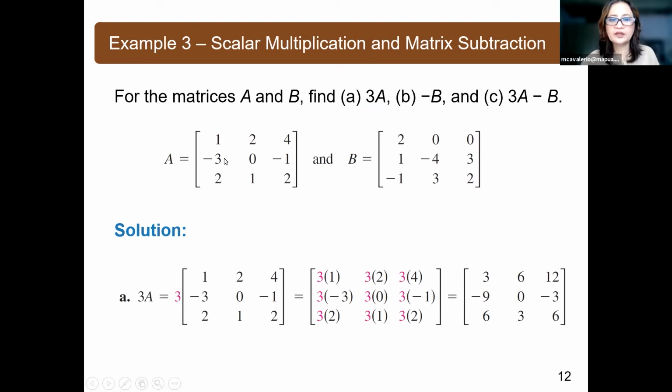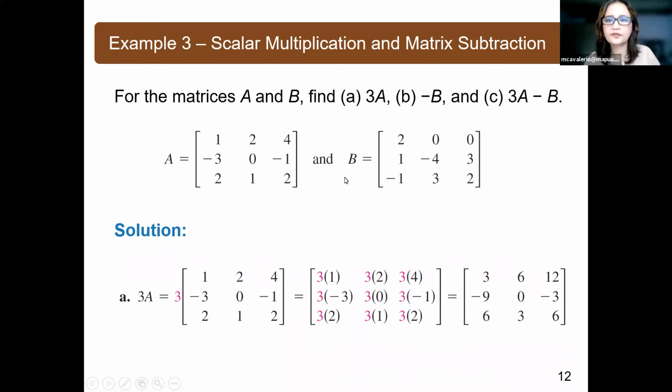Example, for the matrices A and B, find 3A. So here we only need to multiply every element of A with 3. So 1 times 3 is 3, 2 times 3 will be 6, 12 times 3 is 36, negative 3 times 3 is negative 9, 0, and then we will have negative 3. 3 times 2 is 6, and then we will have 3, 6, and we have 6, 3, and 6.